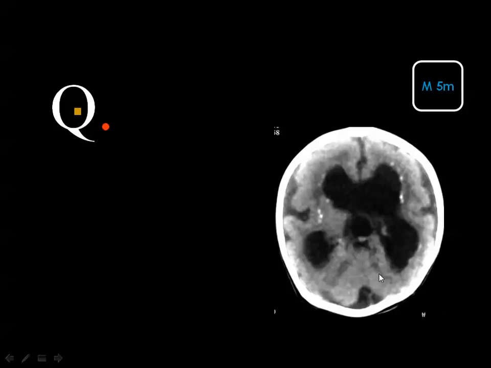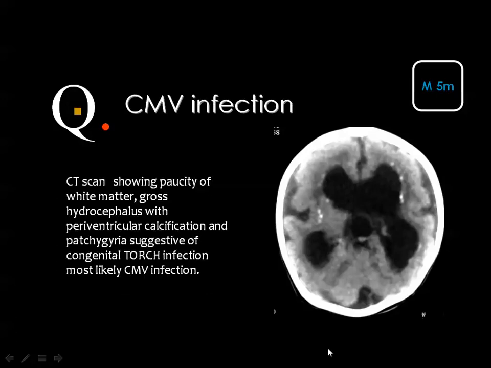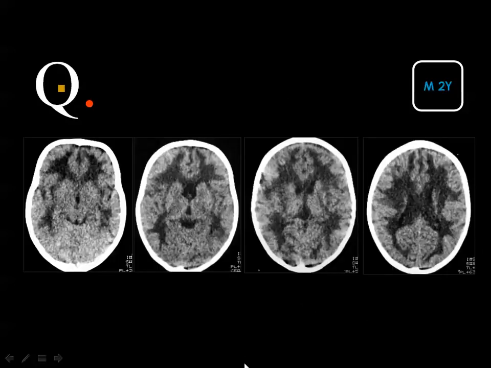Axial non-contrast CT head scan showing periventricular calcification and atrophic changes in a male 5 months old, congenital infection, and if you see that the calcium is intimately related to the wall of the ventricle, you may put the possibility of cytomegalovirus infection.